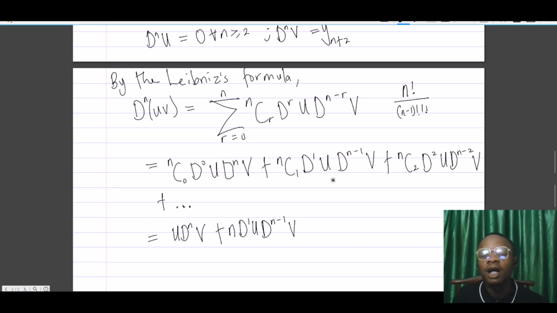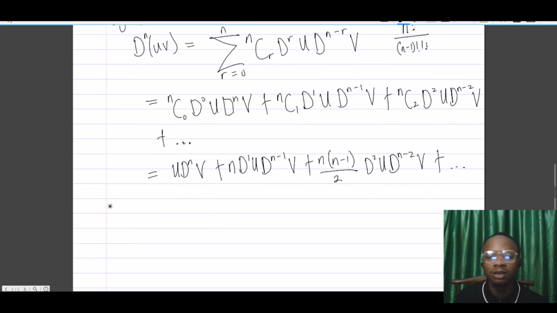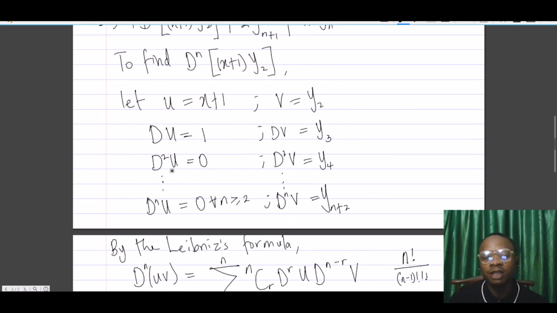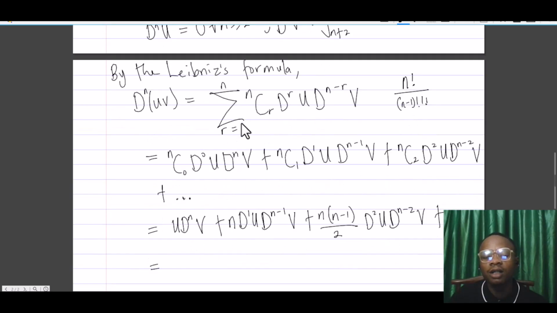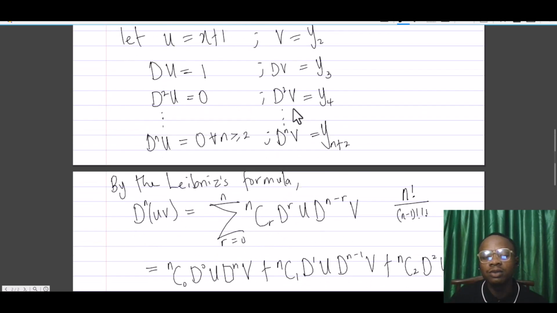All right. And the next thing, n minus 2 factorial, that will be plus n into n minus 1, divided by 2 factorial, which is 2. Then we have the squared u, the n minus 2 v, plus, and so on and so forth. But we know this will become 0, so this is just going to be equal to u. Our u for this case, we already identified to be x plus 1 and our v to be y2.